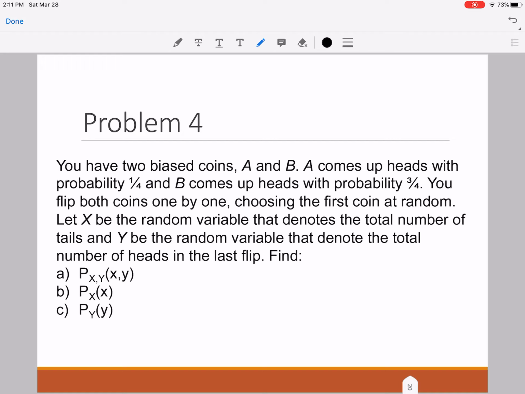So I'll stop this lecturette right here. In my next lecturette, I'm going to solve this problem 4, and I'm going to show you how joint PMFs are applied.